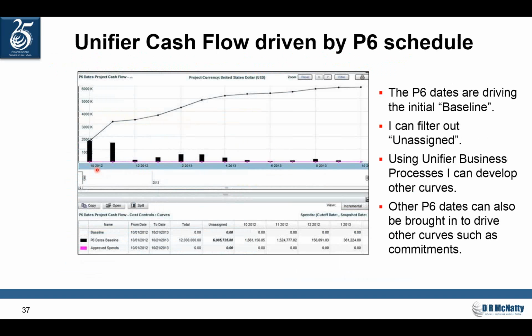So here's the cash flow that I created. Actually, LimTan created it for me. Using my P6 dates, you can see that there's an unassigned value which could be turned off. And I've got just one bar here for baselines. Now I could go through and do additional schedules. I can export, import dates for different curves. I can define my spends from Unifier. I can use Unifier business processes to develop other curves or bring in other P6 dates to do those curves.